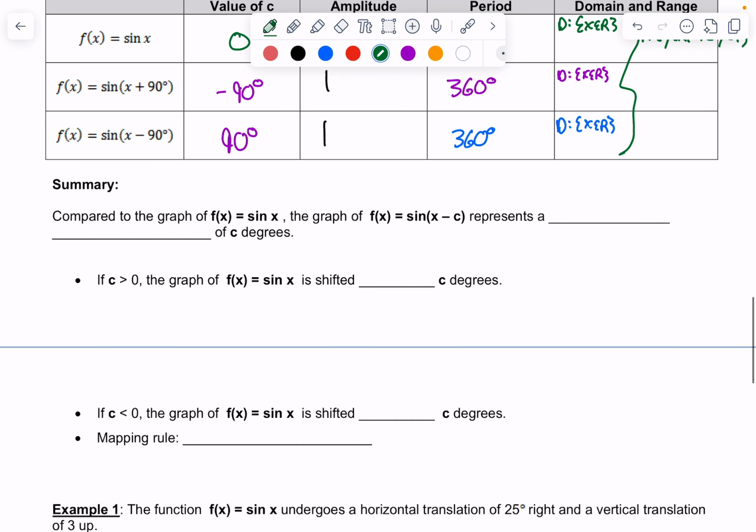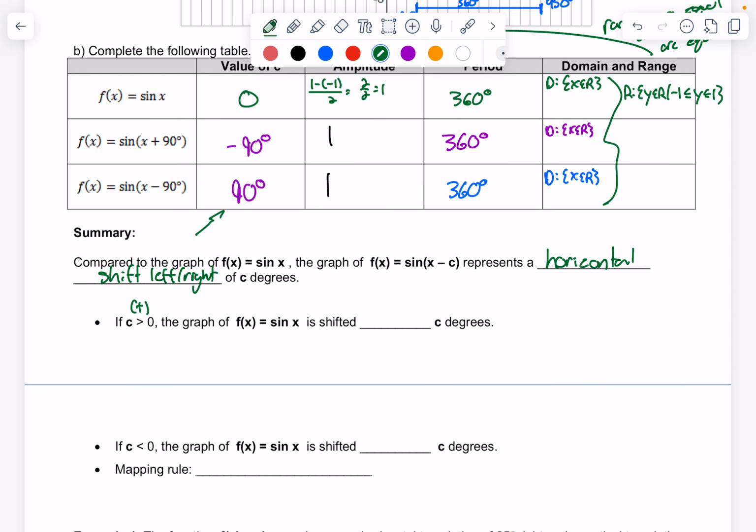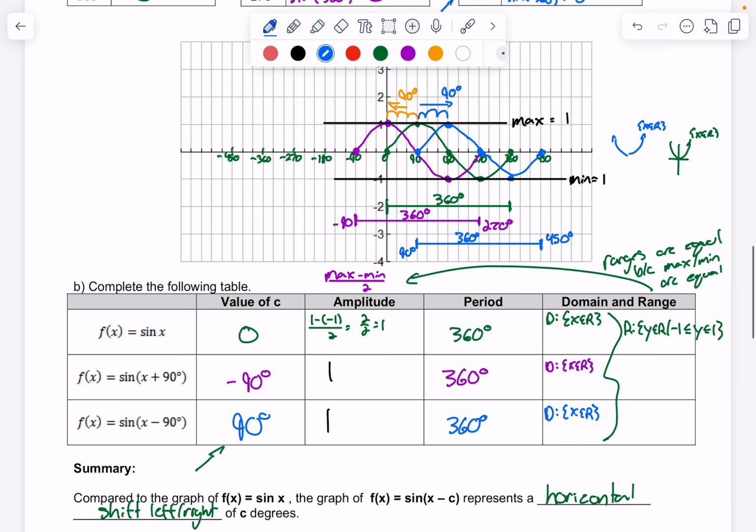So if we were to do a summary, the graph f of x compared to the graph f of x equals sine x represents a horizontal shift. Okay? That's all we have done. Left or right of c degrees, whatever it ends up being. So if c is greater than 0, okay, so again, positive, so that actually refers to this one right here, and that was our, I should have wrote that in blue so it's less confusing, 90. So that's our blue graph. Look what happened. It went to the right, okay?